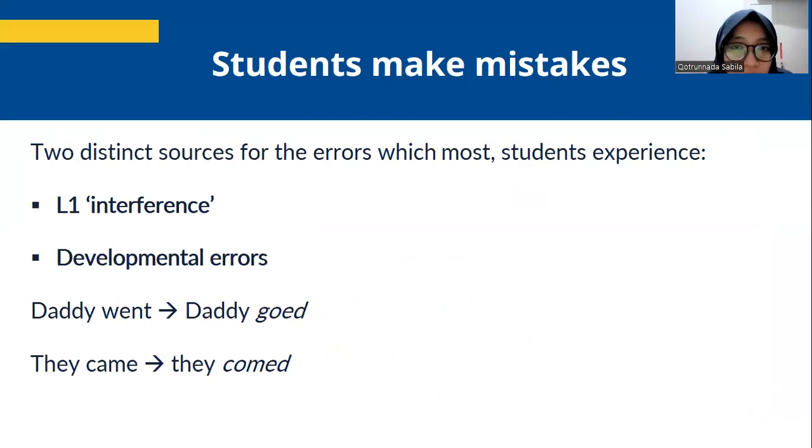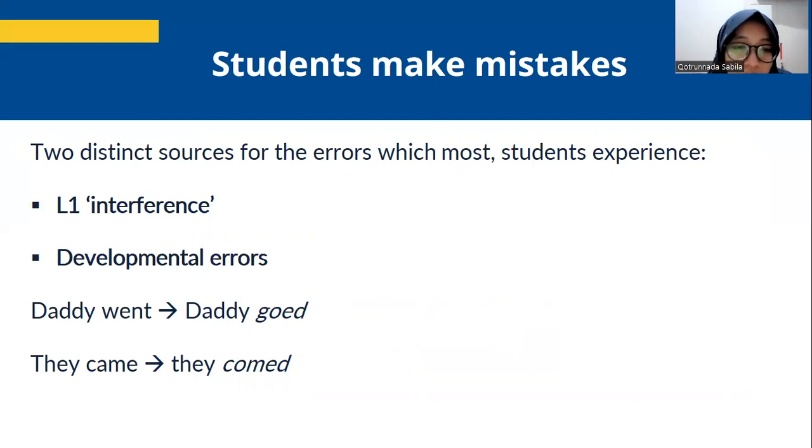And students make mistakes. There are two distinct sources for the errors which most, if not all, students experience. The first is L1 interference. L1 is the native language. Many students who learn English as a second language already have a deep knowledge of at least one other language. Where that L1 and the variety of English they are learning come into contact with each other, there is often confusion which provokes errors in a learner's use of English.